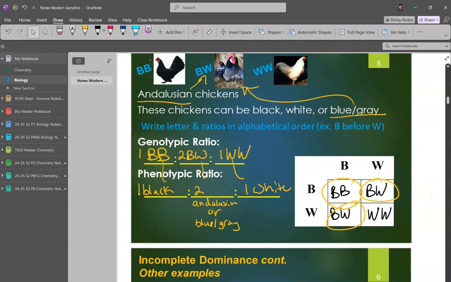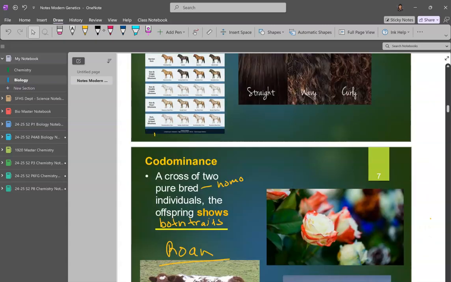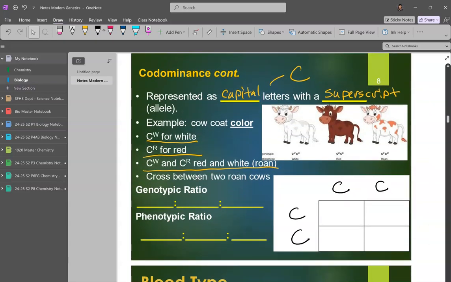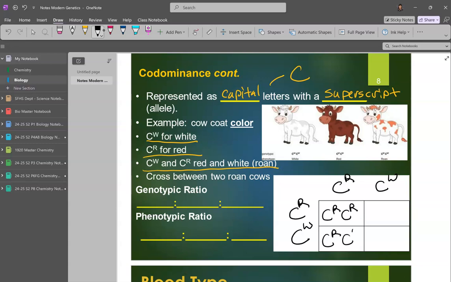Versus in incomplete dominance, we used two different capital letters. Here we have a base letter. We're going to use letter C for coat color, and then we have superscripts. So if we're crossing two roan cows with each other, we would write it as RW for the superscripts because R is before W in the alphabet. And both of these cows are roan. And then we go ahead and we fill in our Punnett square. Make sure you take your time with these because it can get a little tedious.